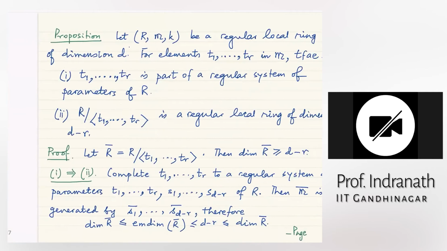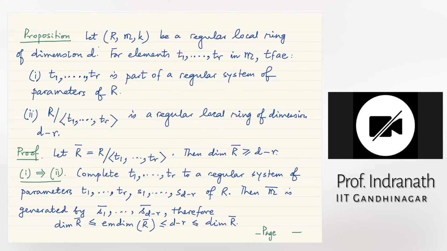Yeah, so coming back to regular local rings. This is the first proposition, and after a while I'll go back to flatness. Okay, so you have a regular local ring, you know what it means. The dimension of R is equal to the embedding dimension. It's of dimension D. And then for elements t1, t2, ..., tr in M, the following conditions are equivalent: one, this is part of a regular system of parameters.